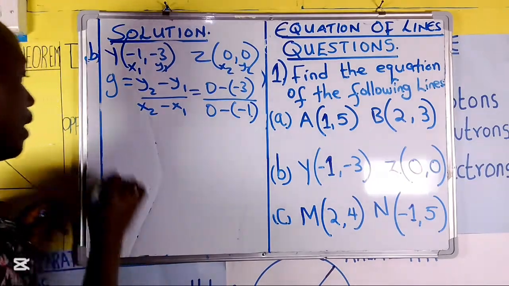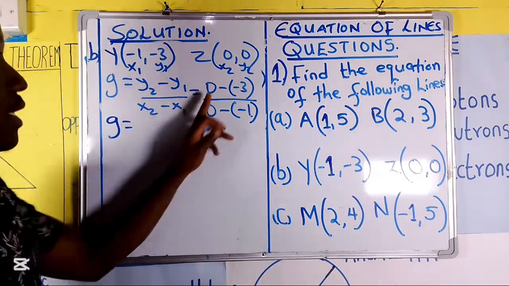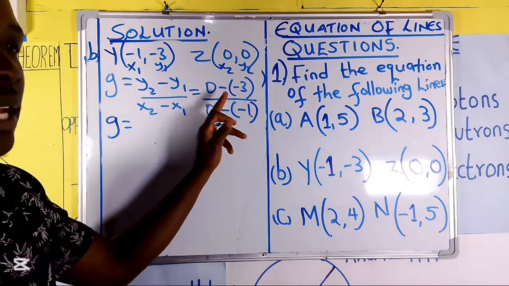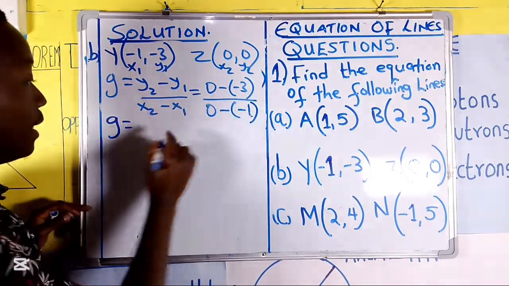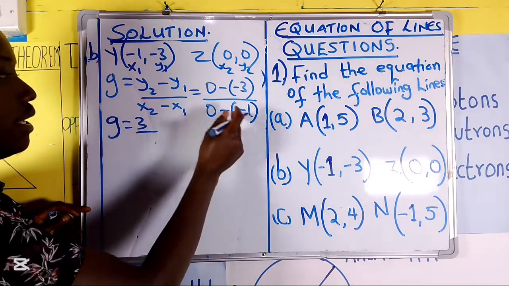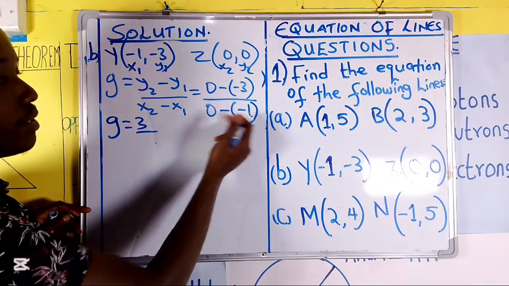So our gradient will be equal to 0 minus minus 3. A negative and a negative is equal to a positive, so it is equivalent to 0 plus 3. That will give us 3 over 0 minus minus 1, which is equivalent to a plus.